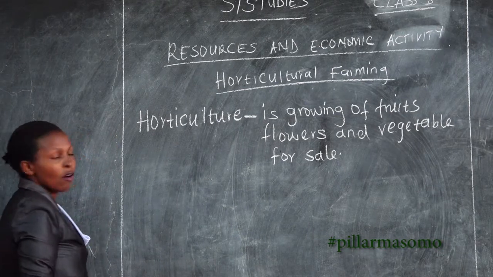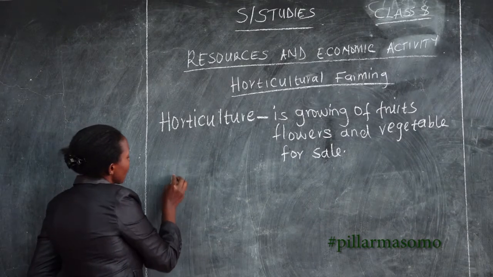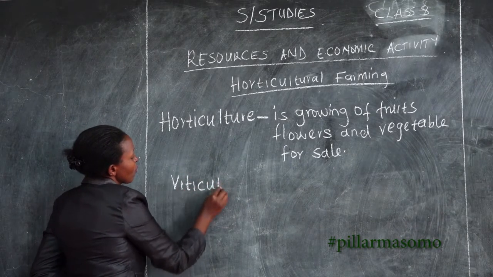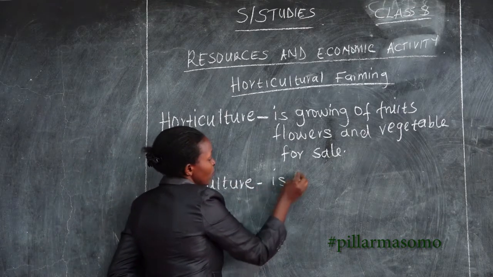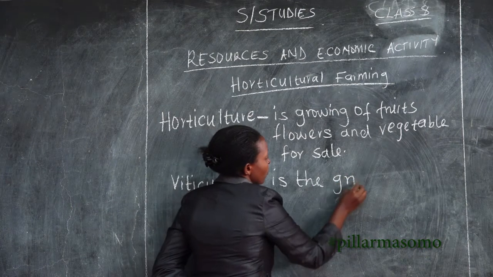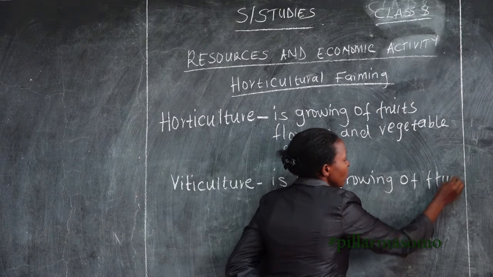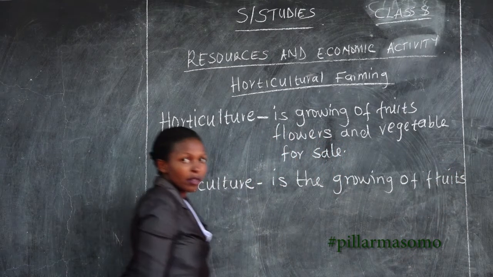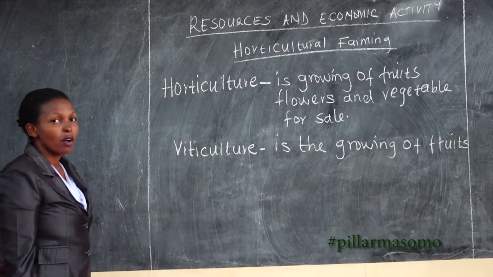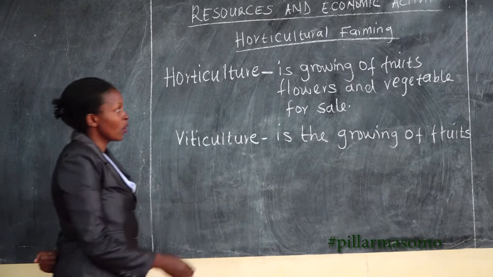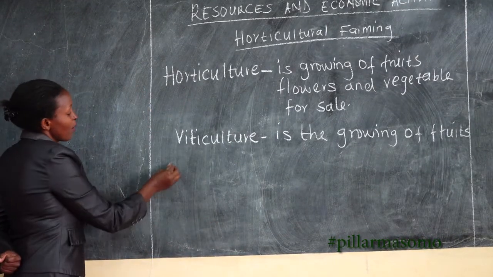So the growing of fruits, we refer to it as fruiticulture. So when we talk of the word fruiticulture, we talk of growing of fruits. Then we continue on, we have the flowers, the growing of flowers, we refer to it as floriculture.